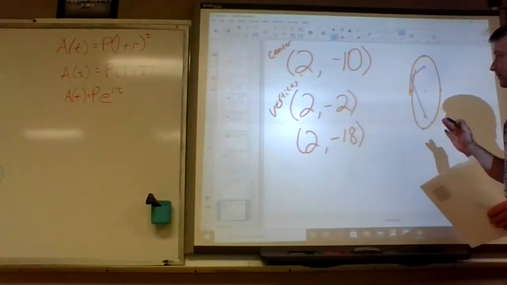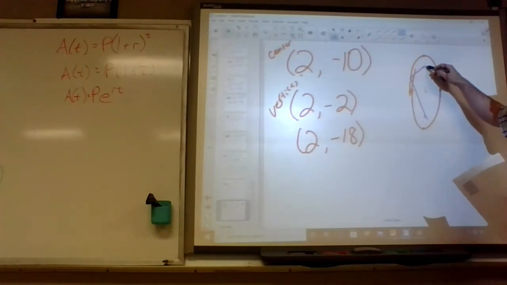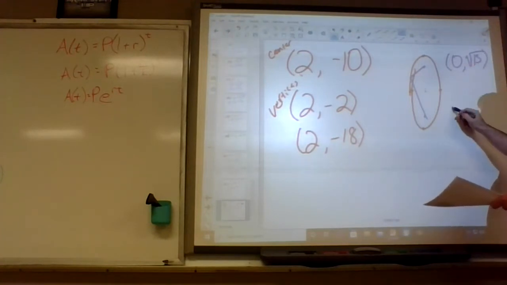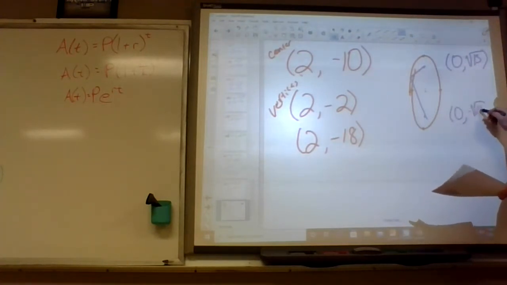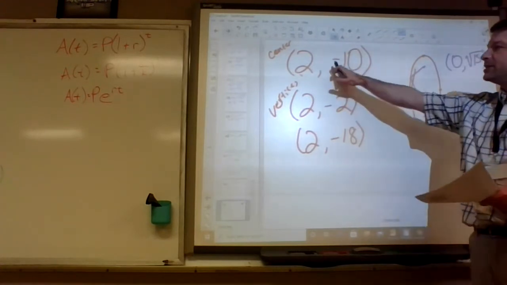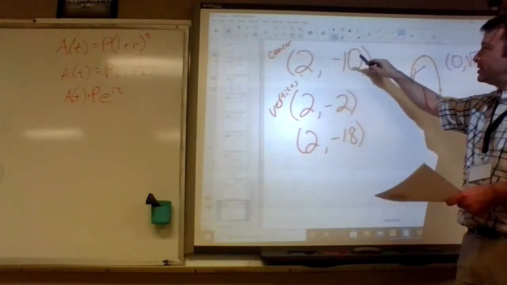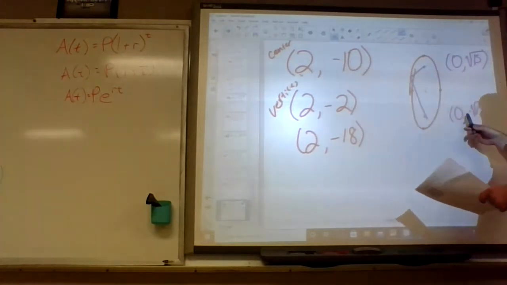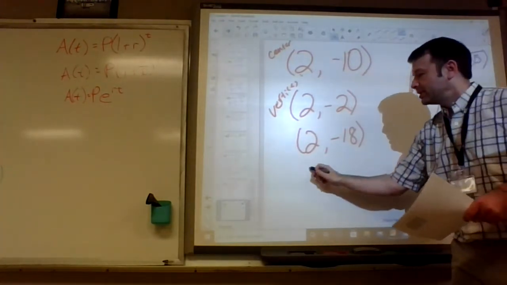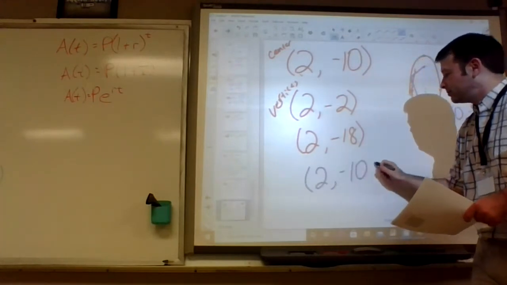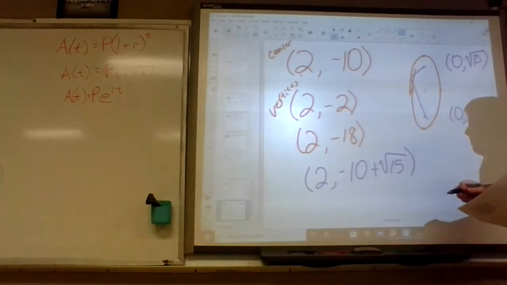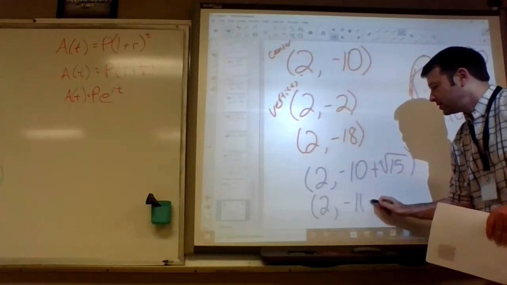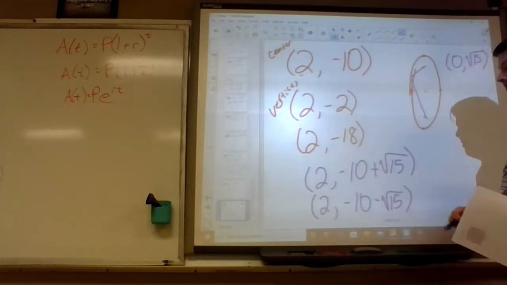Here's the problem though. On the homework, it would have just been 0, square root of 15. Square root of 15 is like 3.9, something like that. And 0, negative square root of 15. But the problem is, our center's not at 0, 0 on this. So it's actually going to be square root of 15 up from the center for the top focus, and square root of 15 down for the bottom. So here's how I'm going to write it. 2, negative 10 plus square root of 15. That's one of the foci. And then 2, negative 10 minus square root of 15. That would be the bottom one.